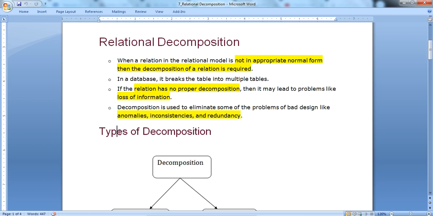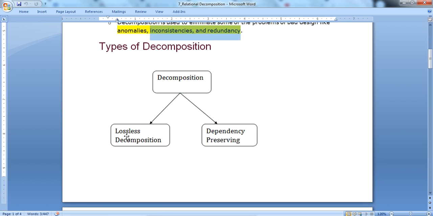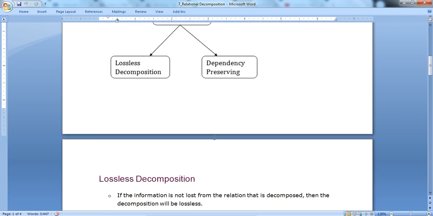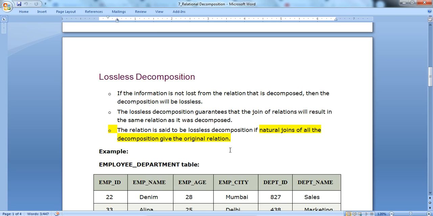Now, regarding the types of decomposition, at the time of loss of information, we need to take care that the decomposition does not result in loss of information, right? And also remove this type of problem. Now the types of decomposition are lossless decomposition and dependency preserving decomposition. Now we will learn about them one by one.